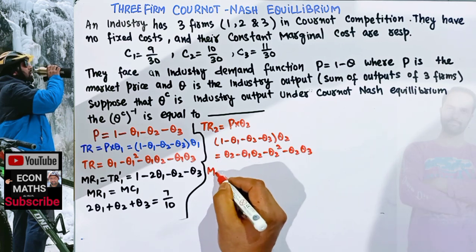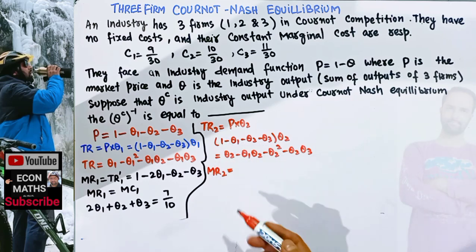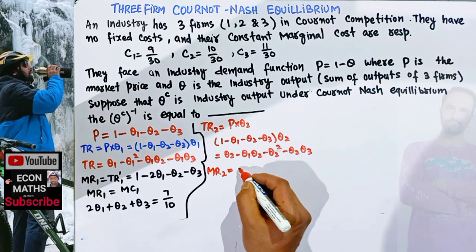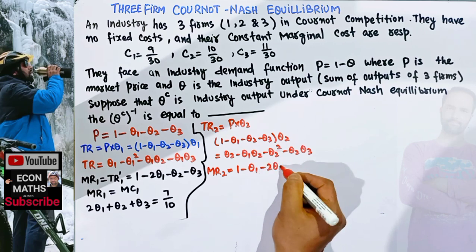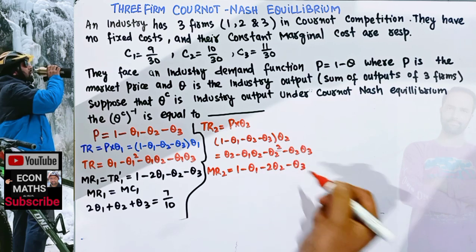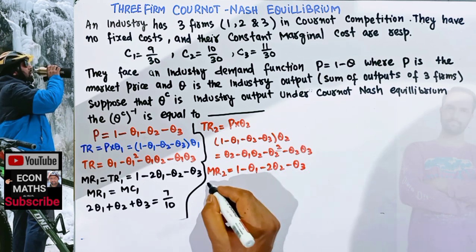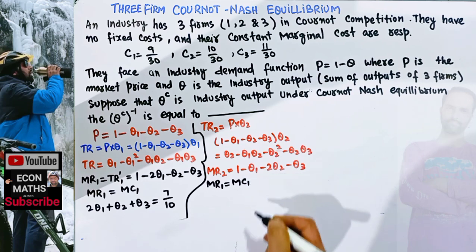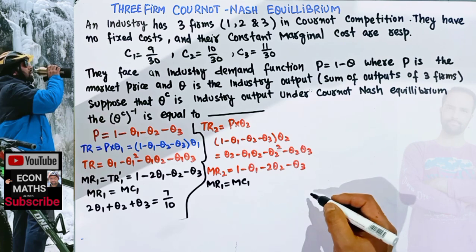What is marginal revenue? Marginal revenue for firm 2 will be, if we take the partial derivative of this function with respect to Q2, 1 minus Q1 minus twice Q2 minus Q3. Okay, again we equate it with the marginal cost. That means marginal revenue should be equal to the marginal cost of the firm. Marginal revenue is this function. Okay, so let's rewrite it here.